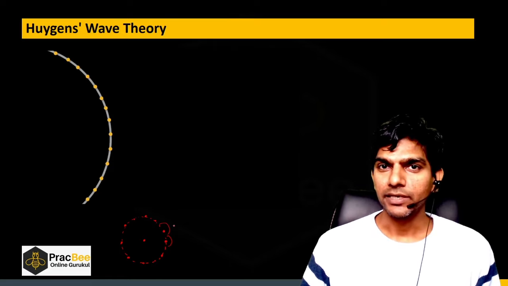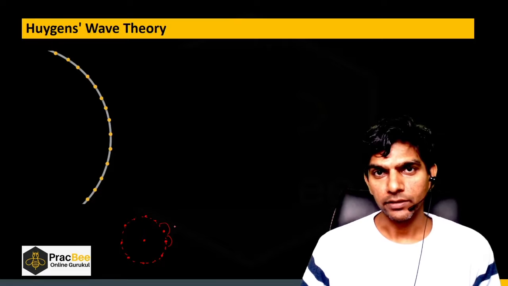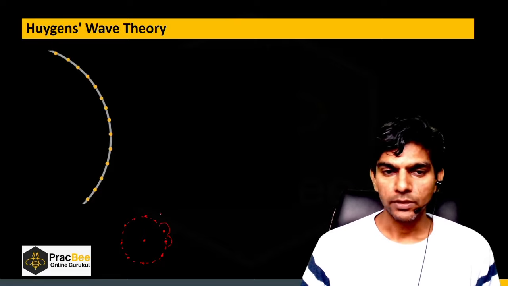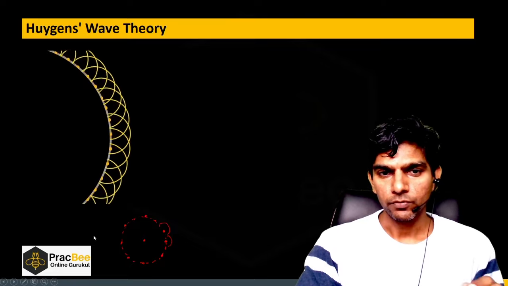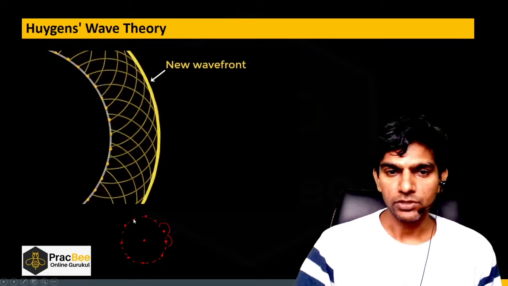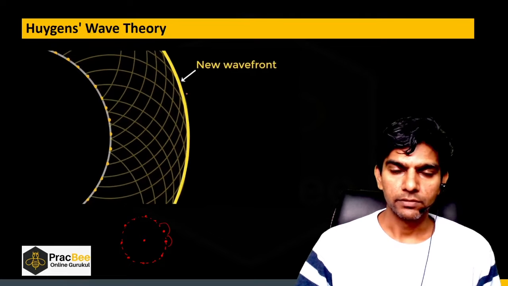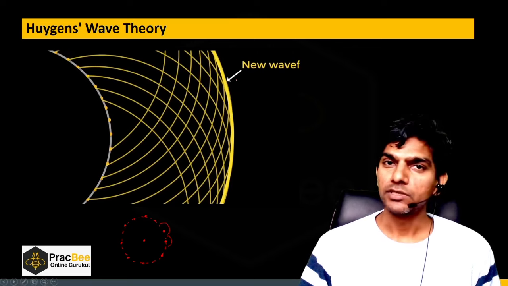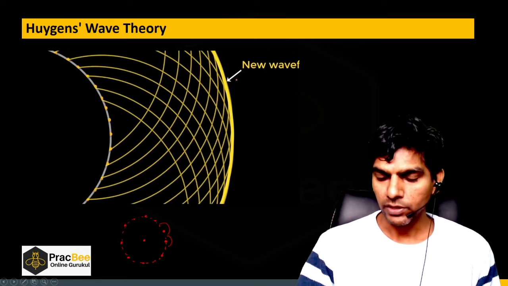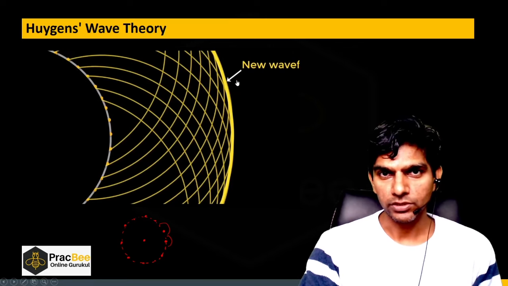Now let us understand the propagation of energy in the form of wavefronts with an animation. So let us see. We have a wavefront. Now these are the secondary wavelets which are being generated, and the common tangent to these secondary wavelets gives us the new position of the wavefront. So this is all about Huygen's wave theory. Now let us see the key points.